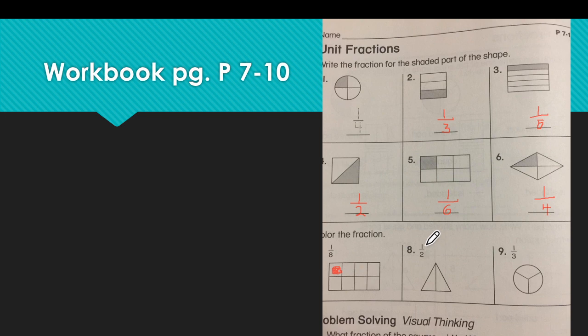Good. 1/2. 1 part out of 2 needs to be shaded. You can color it as you wish. I will do it fast like this. Now 1/3. 1 shaded part out of 3. You can choose whichever you want, but only one. I will choose that one. And that's all. These are unit fractions.